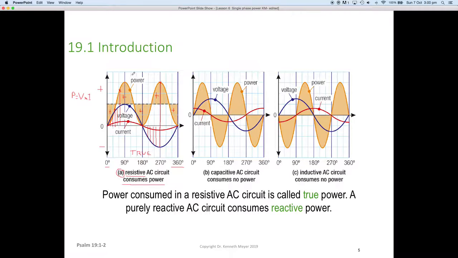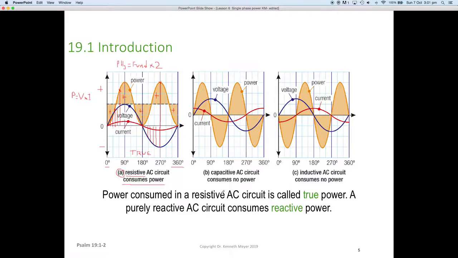So the frequency of the power is equal to the fundamental times 2. So the two big things we picked up out of this graph is the power is always positive, the frequency of the power is twice the fundamental.